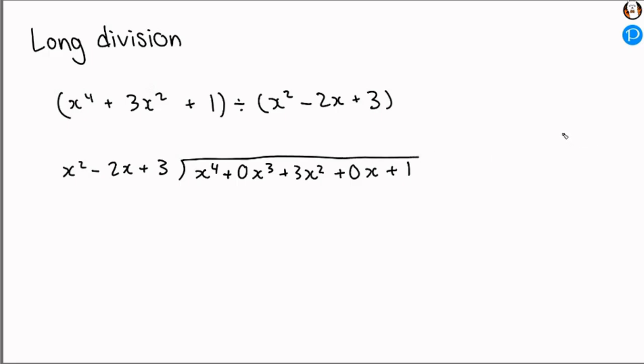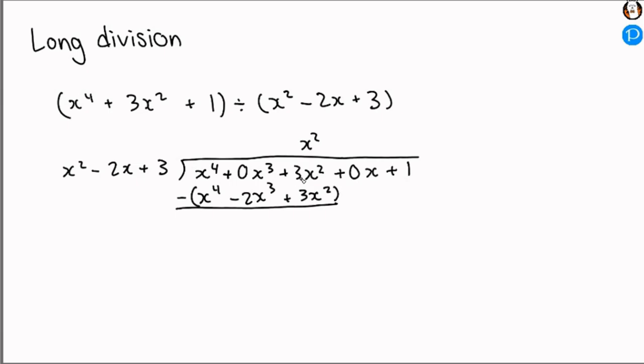Now let's divide. The first term, x to the power of 4, divided by x to the power of 2, is going to give x to the power of 2. Let's put this as the third term, since there are 3 terms in our divisor. Multiply x to the power of 2 by our divisor, and we're going to get x to the power of 4 minus 2x to the power of 3 plus 3x to the power of 2.